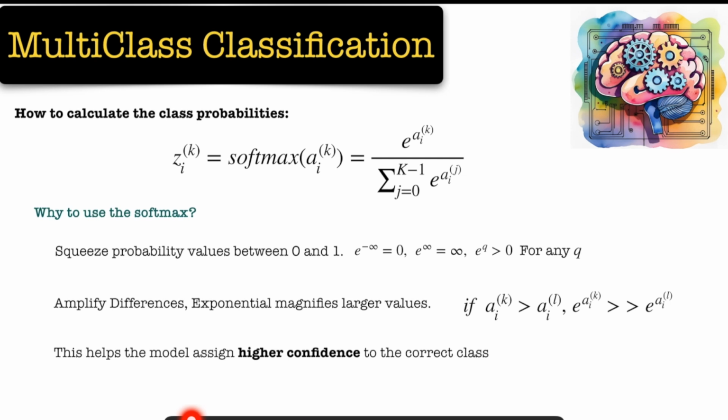Next, the exponential actually amplifies differences. Exponential magnifies larger values. Like if Aik is greater than Ail, then e raised to the power Aik is much greater than e raised to the power Ail. So this helps the model assign higher confidence to the correct class.